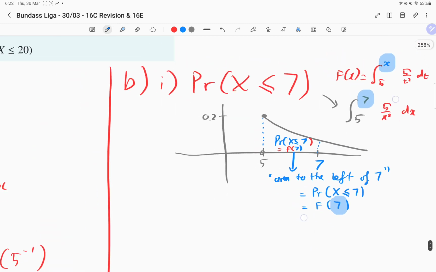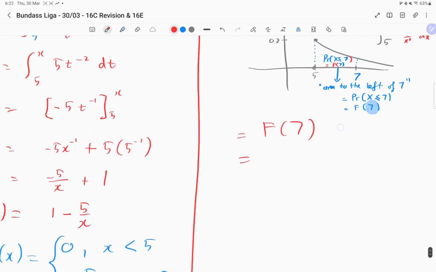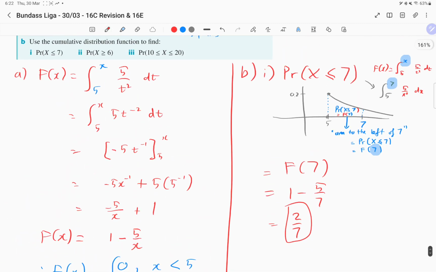Okay? Which means that, now with all that explanation, that would just simply be big F of 7. And what do we get? 1 minus 5 on x, so that would just be 1 minus 5 on 7, the answer 2 on 7. See, if you know what to do with the big F, if you understand the concept, it's like 1, 2, 3, 4 lines of work done. Okay, once you've got the big F of x, in some questions, they will tell you big F of x, and you just need to interpret it and get the answer.